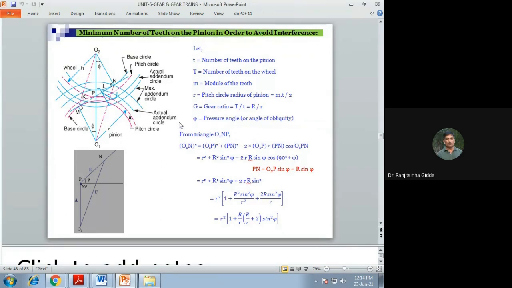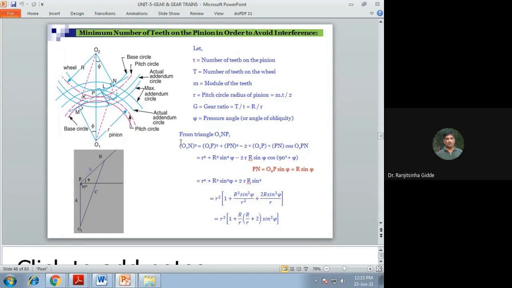Now here you can see the various circles: pitch circle, actual addendum circle, maximum addendum circle. We have already discussed this in the previous slide. The maximum addendum circle limits the radius of the addendum circle for the pinion and for the wheel. So this is the limiting radius. Why am I telling this repeatedly? Because we need to find the limiting radius. So please see this expression carefully.